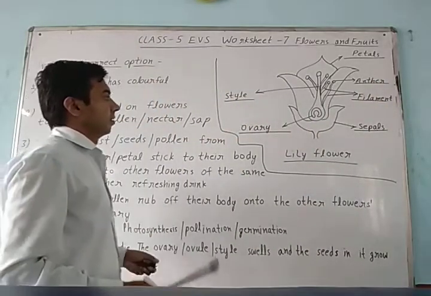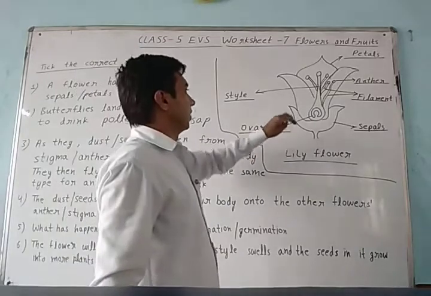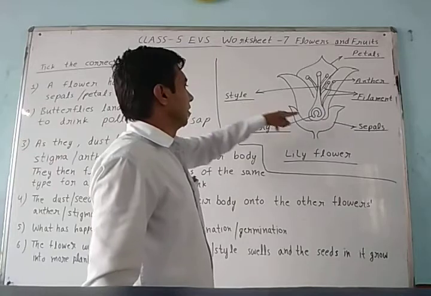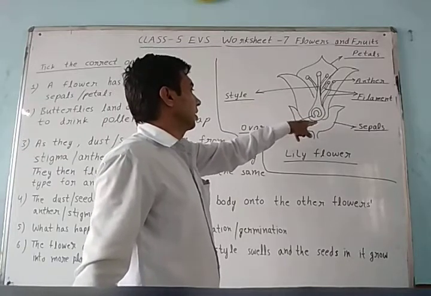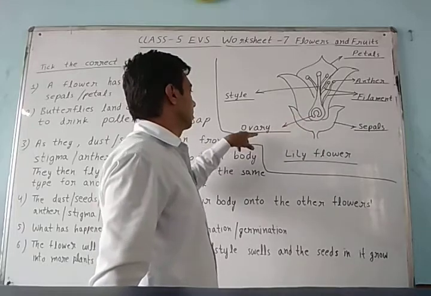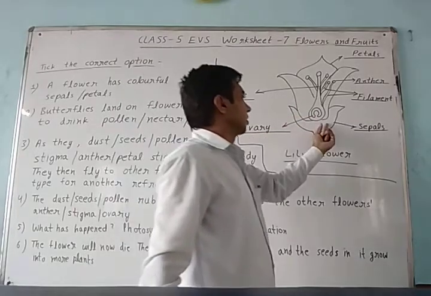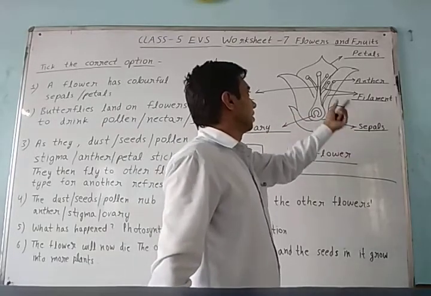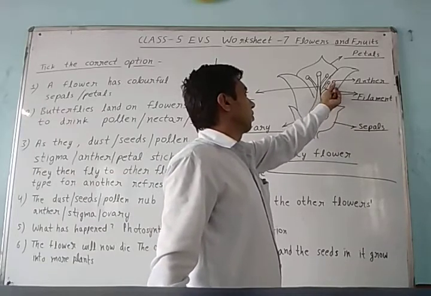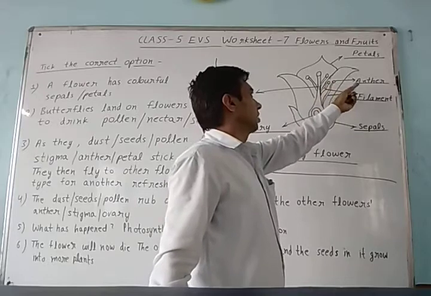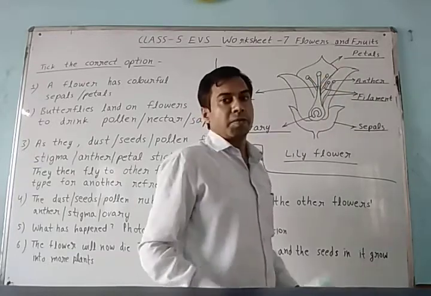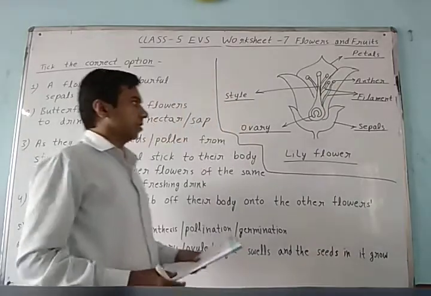So students, these are the parts of the flower. This main central tube-like structure is the style. This round structure is the ovary. This green part is the sepals, these tube-like structures are filaments, the round part at the top is the anther, and this colored part is known as petal, which we smell.